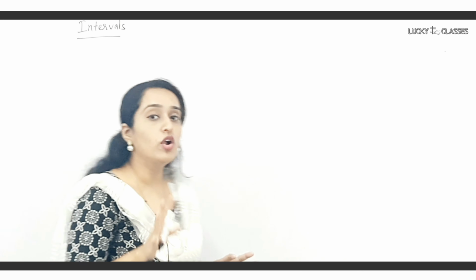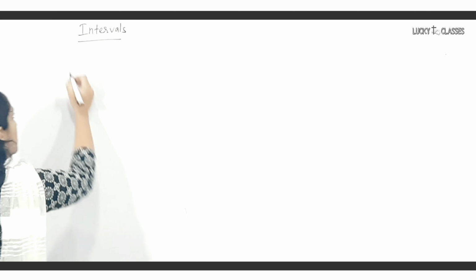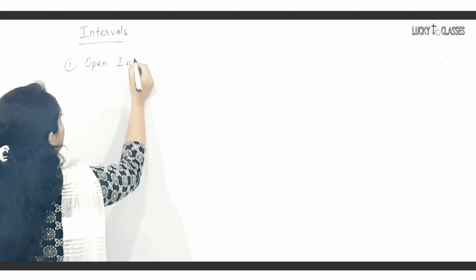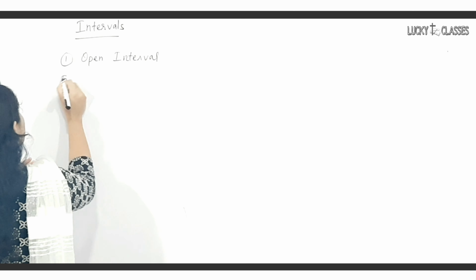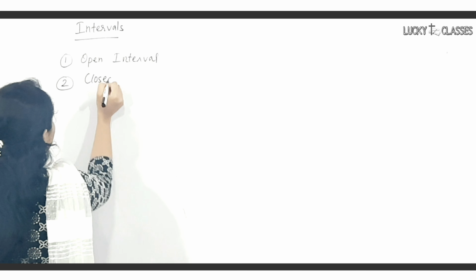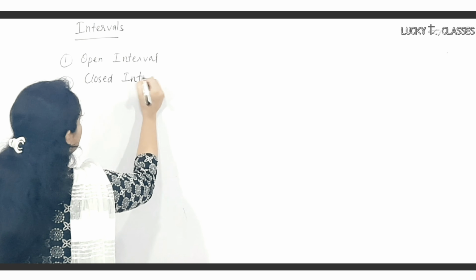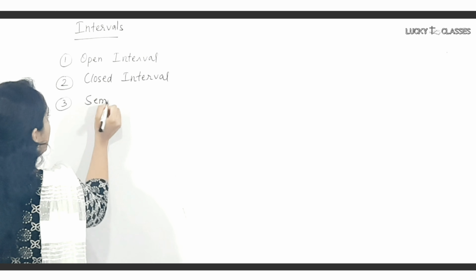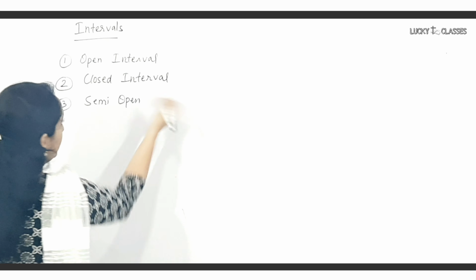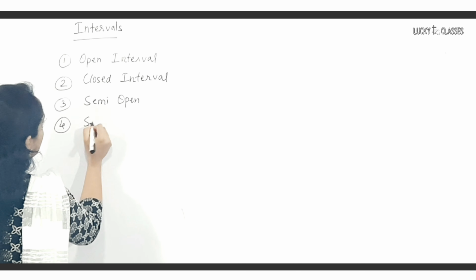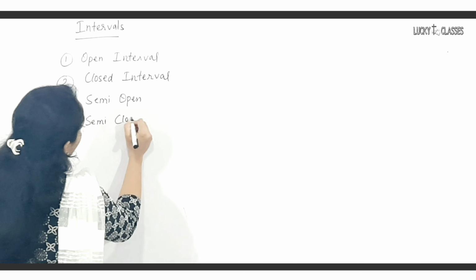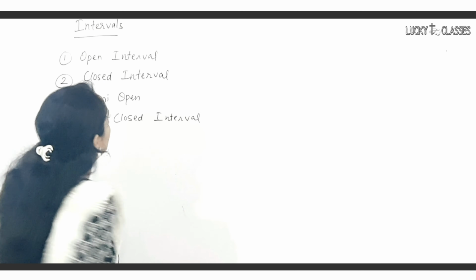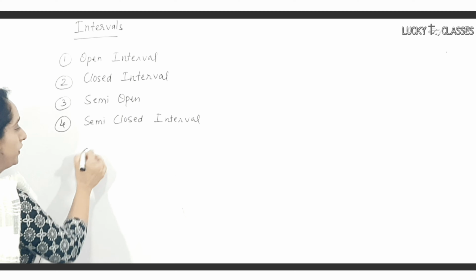Okay, now there are 4 types of intervals. 4 types. The first type is open interval. Second is closed interval. Third is semi-open interval, and fourth is semi-closed interval. Okay, so first we are going to see open interval.